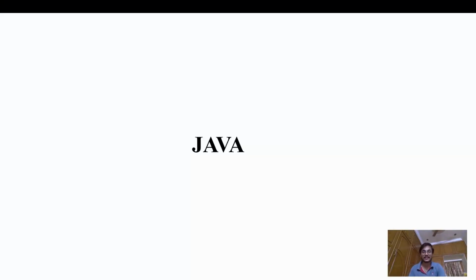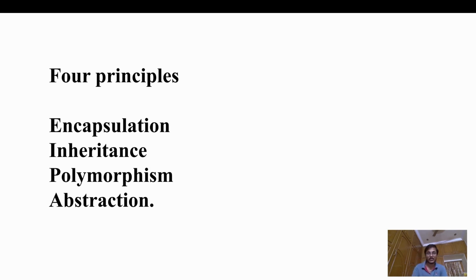Now in this lecture we are going to discuss the polymorphism concept in Java. Already we know that there are four main principles in Java. They are encapsulation, inheritance, polymorphism and abstraction. In this lecture we are going to focus on the polymorphism topic.